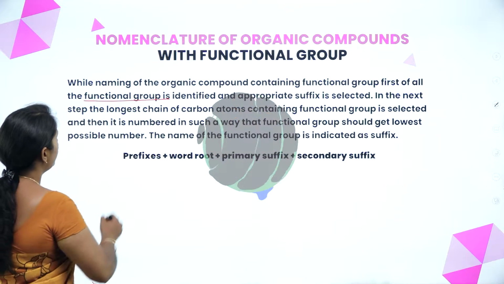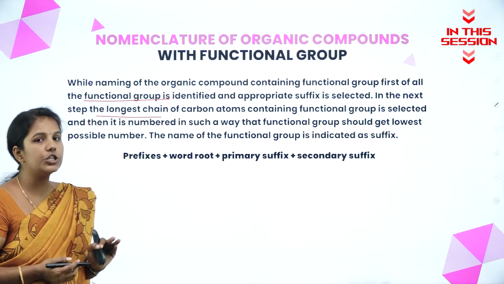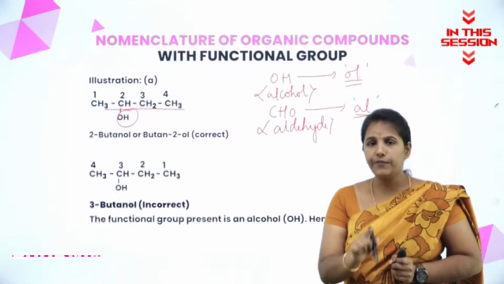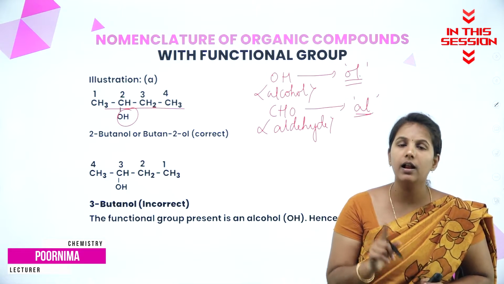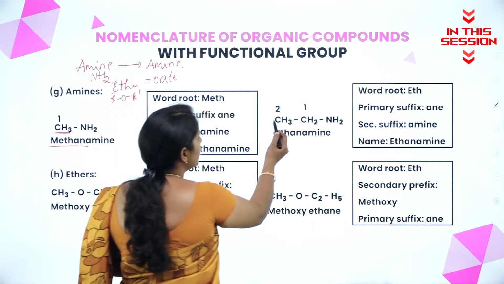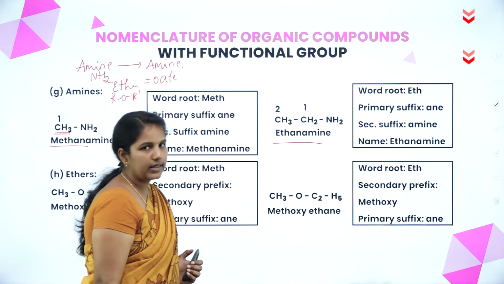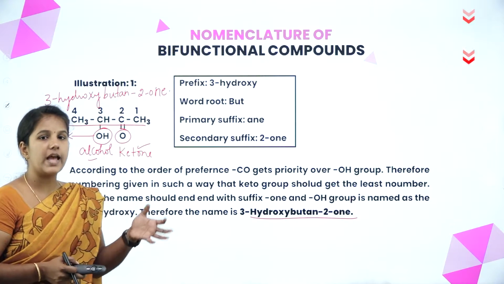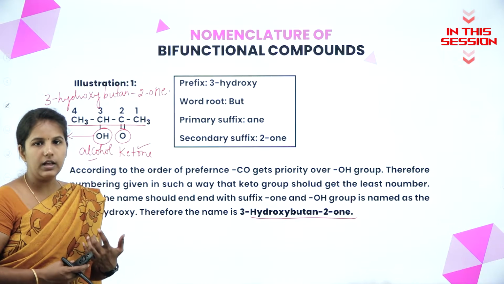In the next step, the longest chain of the carbon atom containing functional group should be selected. If it is an alcohol, use the last word as OL. If it is an aldehyde, use the word AL. CH3, CH2, NH2. 2 carbon atom is there. So it is ethanamine. Which functional group is acting like a prefix? We must be very careful. Then we have to go with the nomenclature.